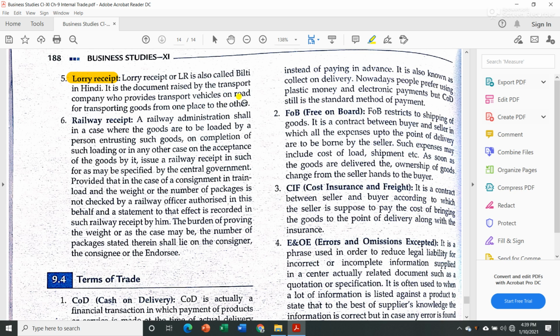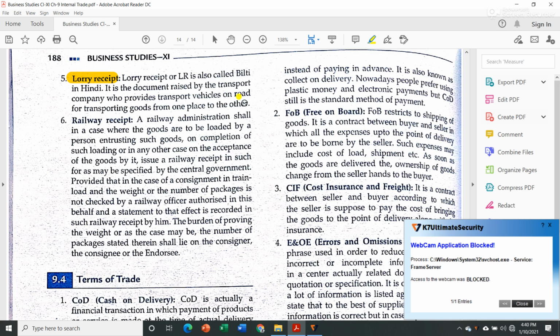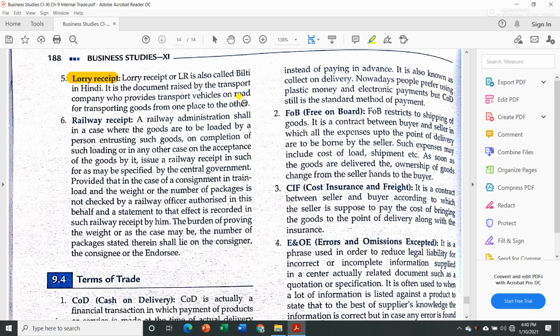Suppose you are a well-established businessman and you make most of the interstate supplies. In that case, you will take the services of a transport company. They will take goods from your godown and deliver them to your customer. They will make a receipt in which they charge money for the transport vehicles. That is nothing but the lorry receipt, and it is known as bilti in Hindi.